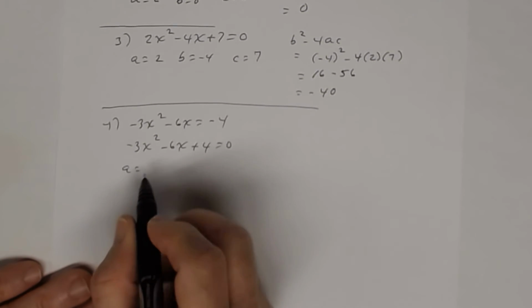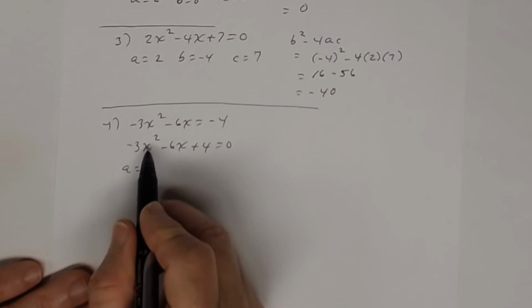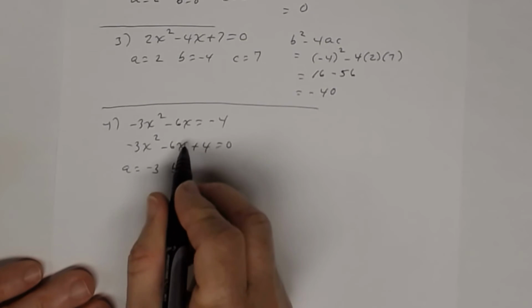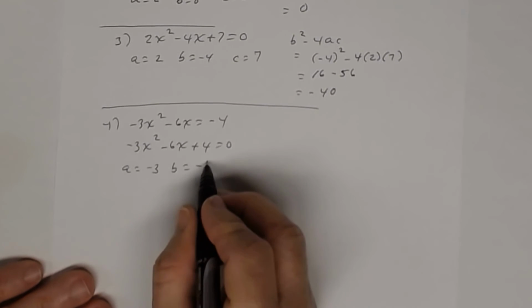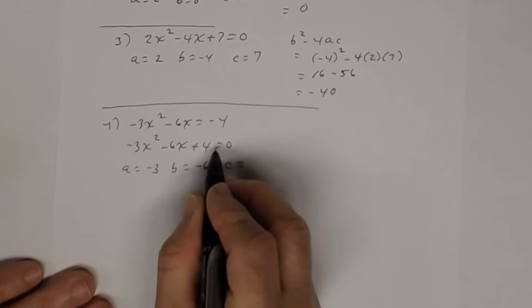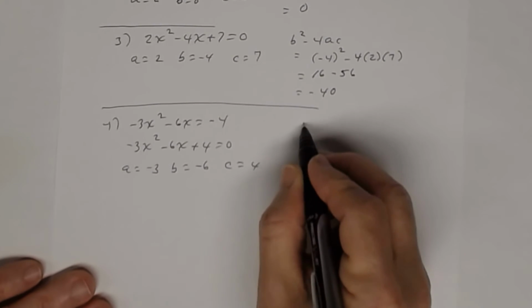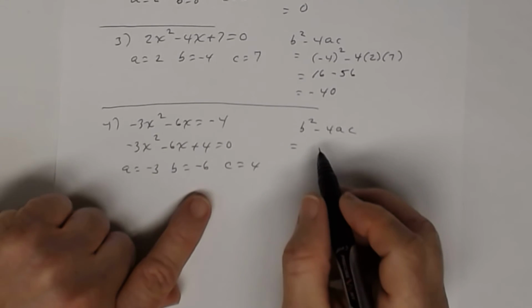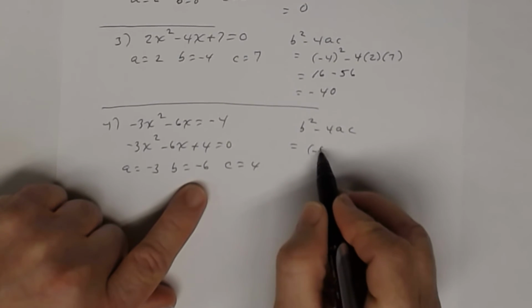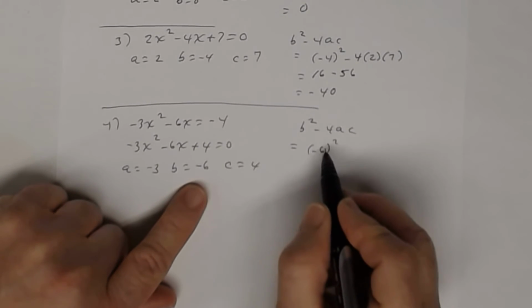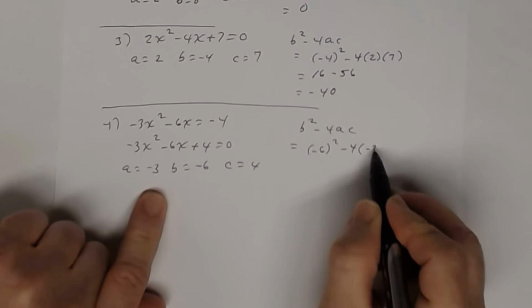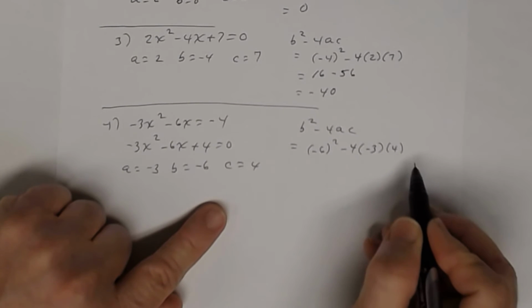So let's determine a, b, and c. A is the coefficient of the squared term, the second degree term, and so that's negative 3. B is the coefficient of x, the first degree term, that's negative 6. And c is always your constant, that is 4. So b squared minus 4ac, the discriminant. So b is negative 6, I've got to square it, b squared. So negative 6 squared minus 4 times a, which is negative 3, times c, which is 4.